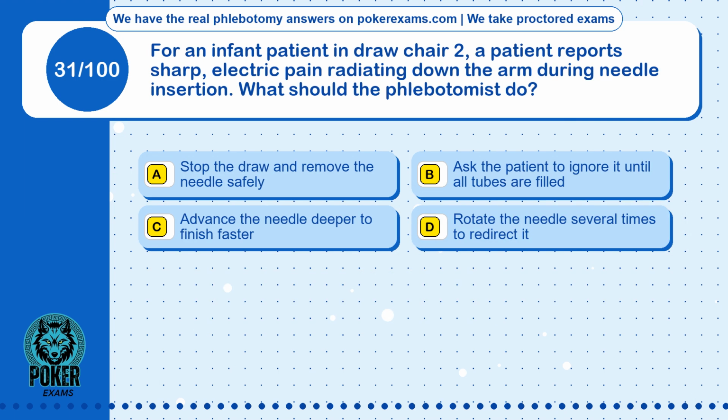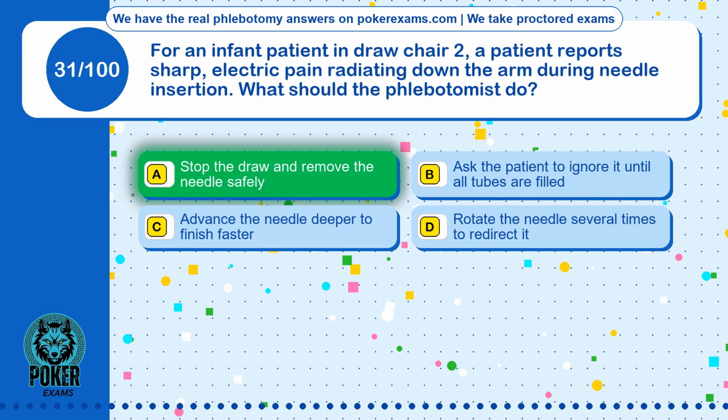Question 31. For an infant patient in draw chair 2, a patient reports sharp, electric pain radiating down the arm during needle insertion. What should the phlebotomist do? Option A. Stop the draw and remove the needle safely. Option B. Ask the patient to ignore it until all tubes are filled. Option C. Advance the needle deeper to finish faster. Option D. Rotate the needle several times to redirect it.